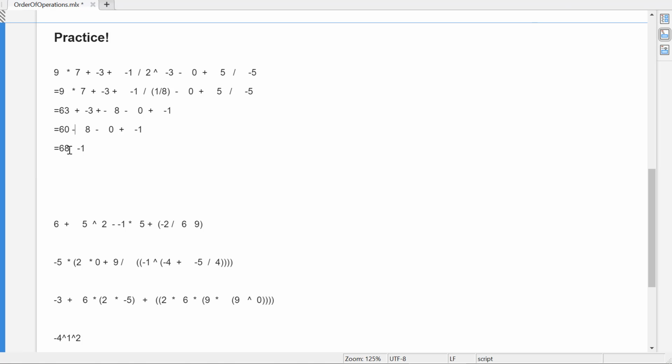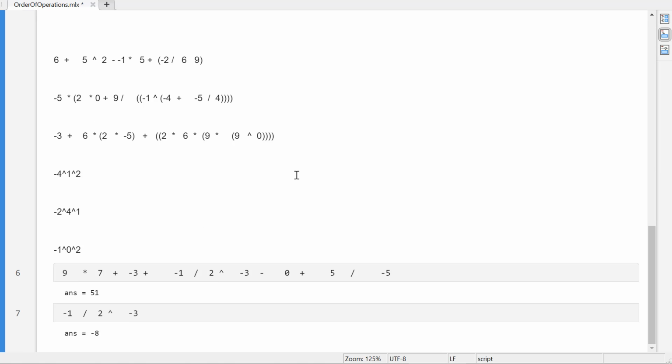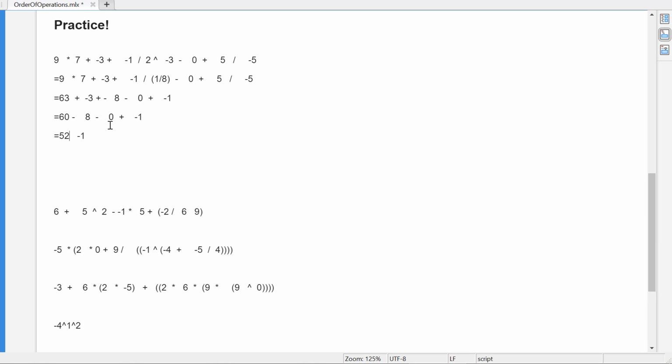Okay, 60 minus 8 is 52. And 52 minus, right? Okay, I'm going to try this all again. 52 minus 1 is 51. Yay, that's right. I'm amazing, except that I got it wrong first time. Okay, now I feel like I have to do this again.